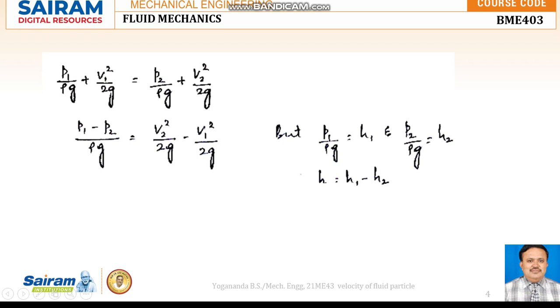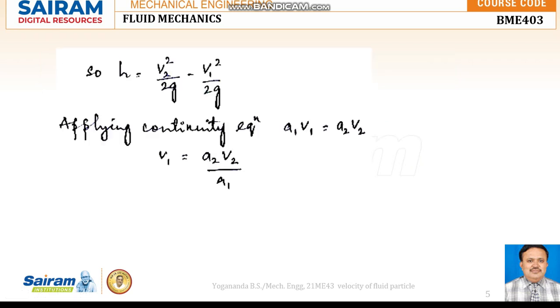So grouping the similar terms on one side, pressure head on one side and velocity head on the other side, V1 square by 2g will become negative since it is shifted to the other side. But we know that P is equal to rho g h. That is the hydrostatic law. So from P is equal to rho g h, we have h is equal to P by rho g. So now we have the difference of h1 and h2, h1 minus h2.